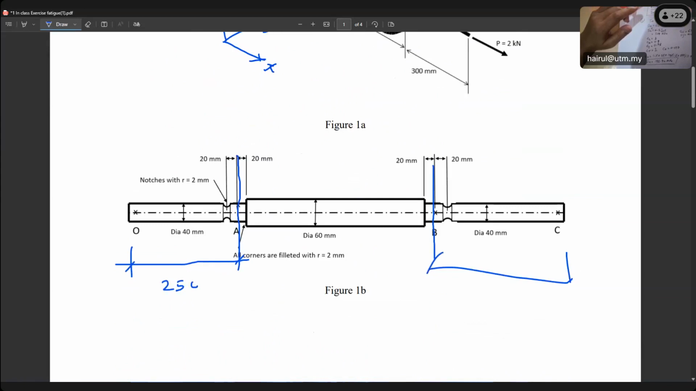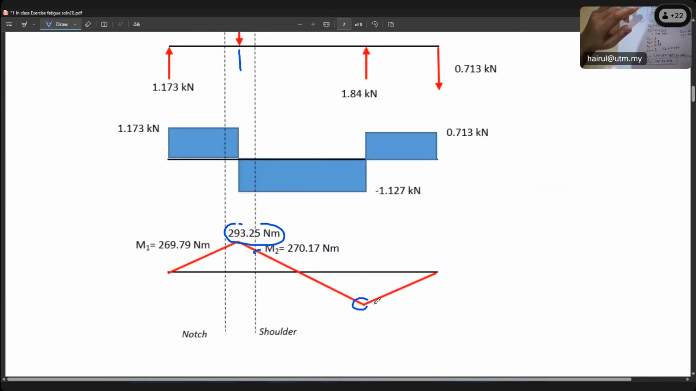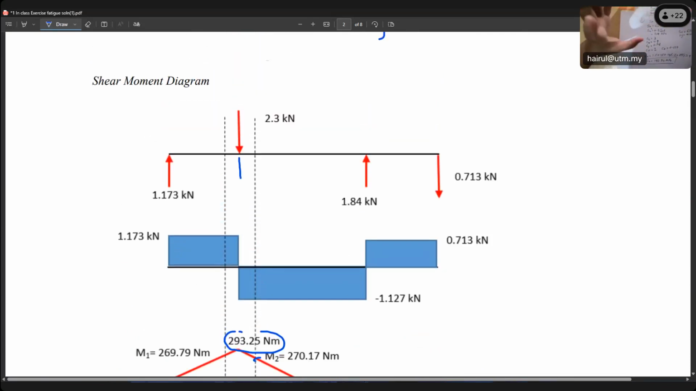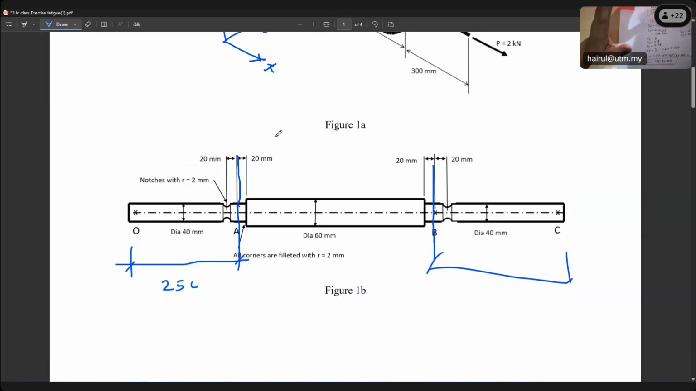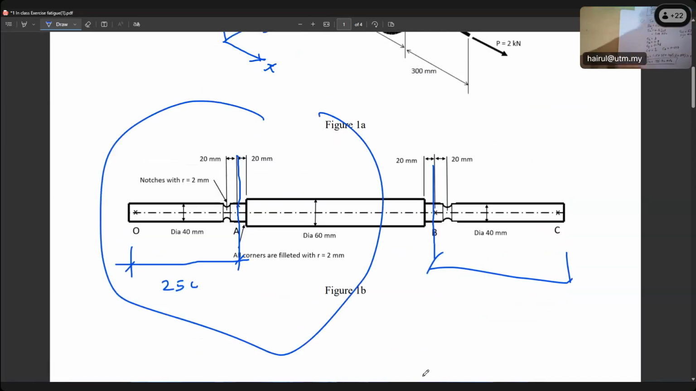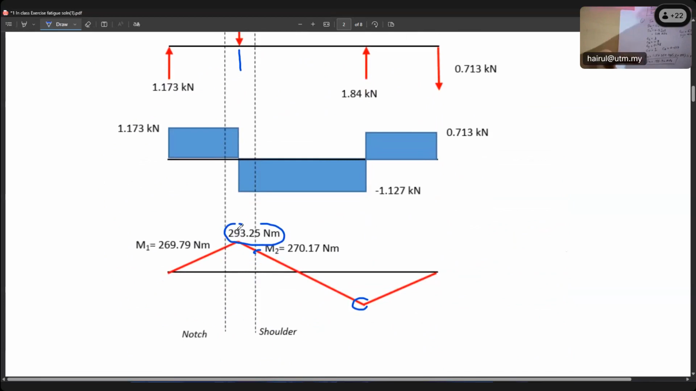Actually, the value on pulley B is much less, even negative, but the magnitude is less, so this one is critical. It means we focus on the left side, at pulley A. Since from the moment diagram, here is much greater in terms of magnitude.